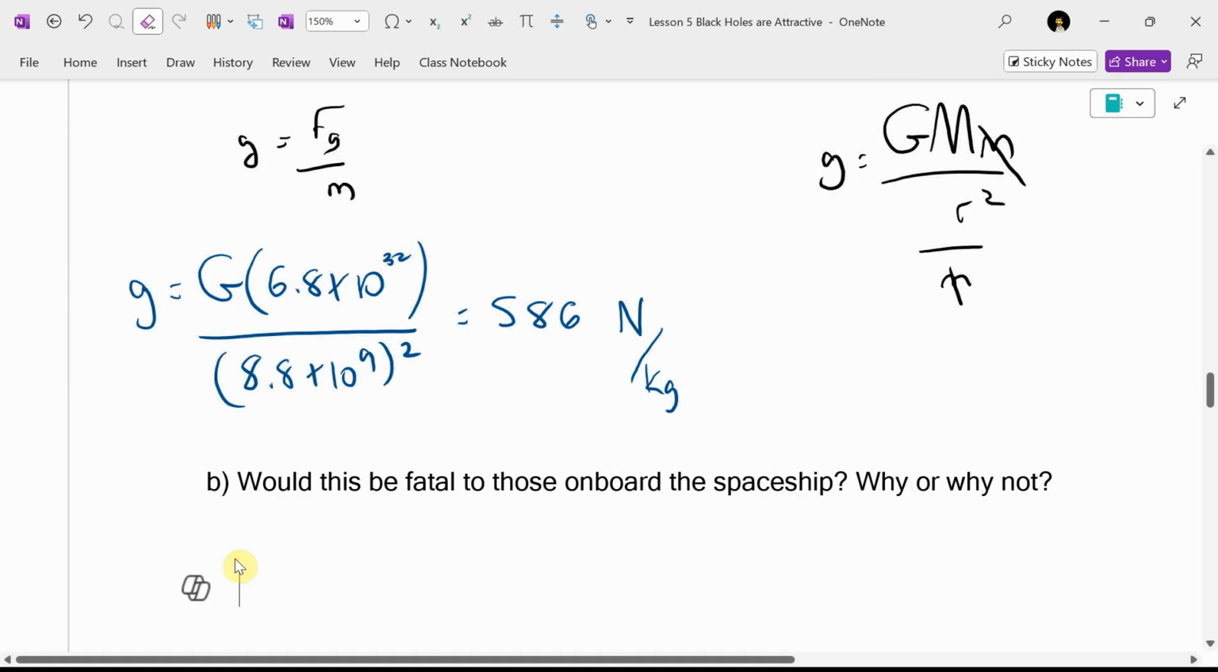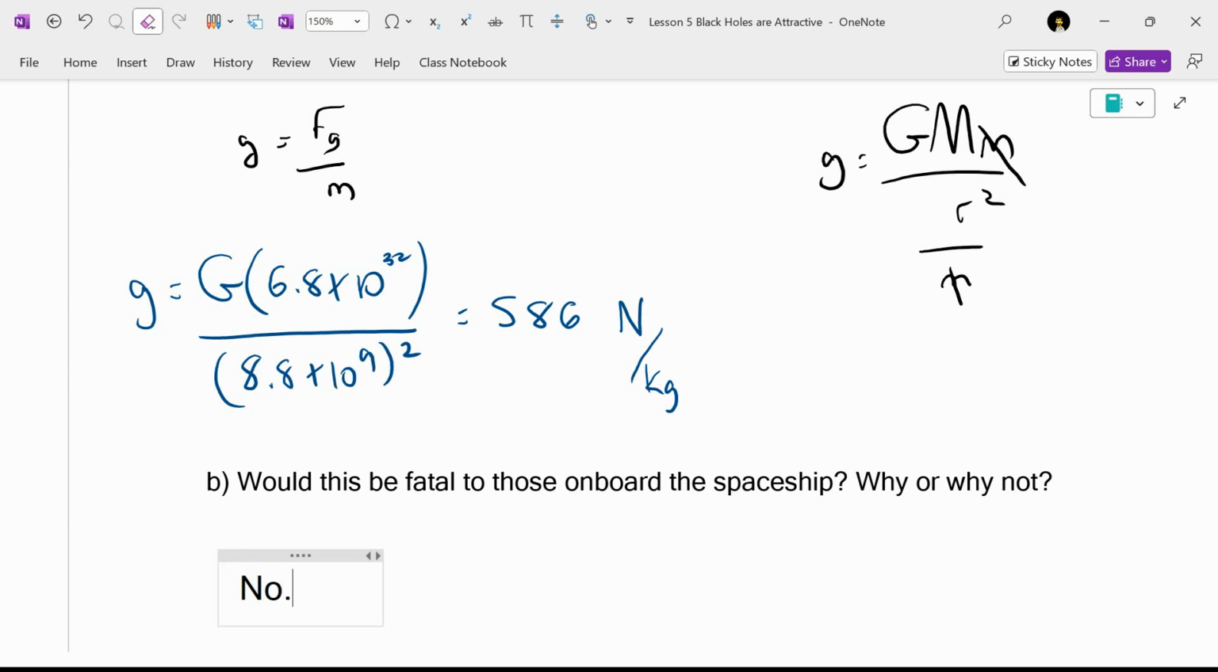Would this be fatal to those on board the spaceship? Why or why not? Why would this not be fatal? In fact, why would the astronauts not feel it at all? No, they're not dead. No, they're not in a black hole. They're outside of a black hole. It's orbiting around a black hole. I just gave you the key word. What's the trigger word?